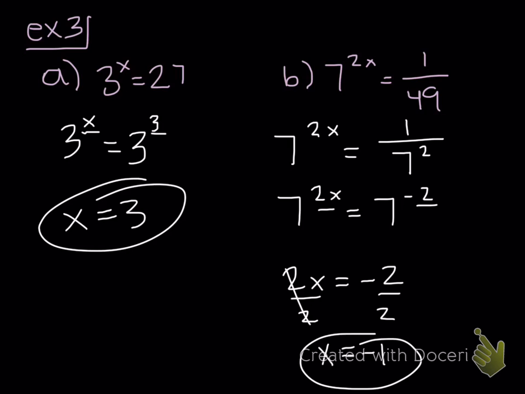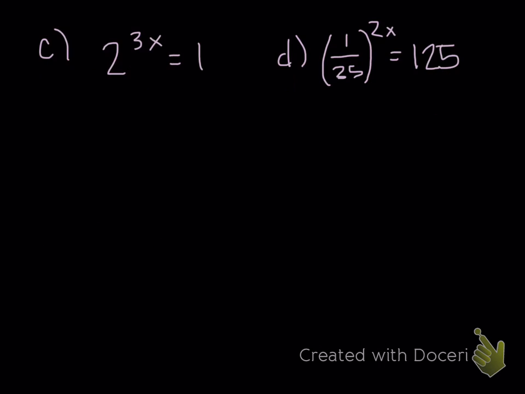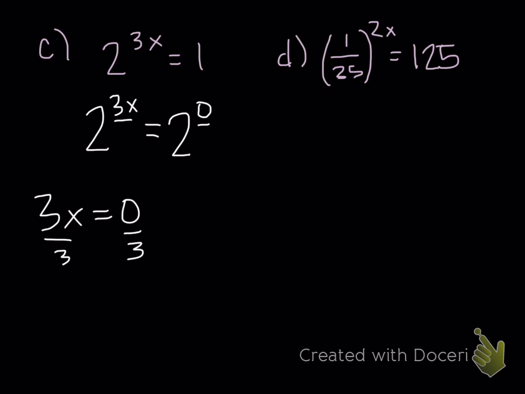Okay, moving on to the next set. So C is unique in the fact that I definitely don't have the same base, and we talked about this the other day, that one of those rules is that saying 2 to the 0 power, or anything to the 0 power for that matter, is equal to 1. So I'm going to change that 1 to be 2 to the 0. If you typed in your calculator right now 2 to the 0 power, you would get 1. So now I'm going to set these equal to 3x equals 0, divide by 3, and we get that x equals 0.